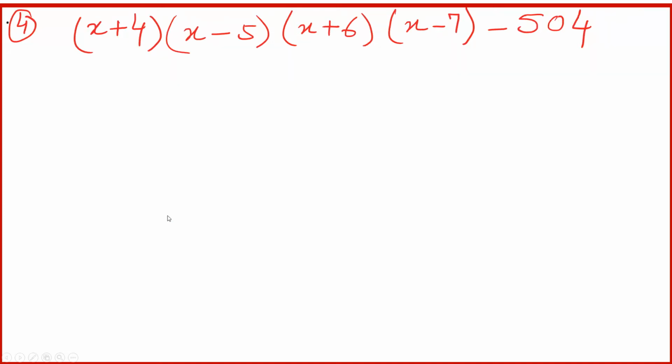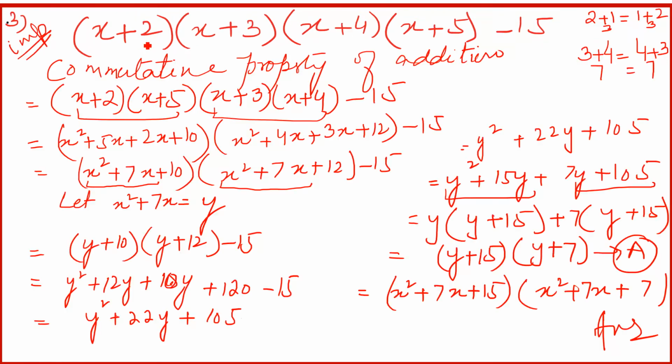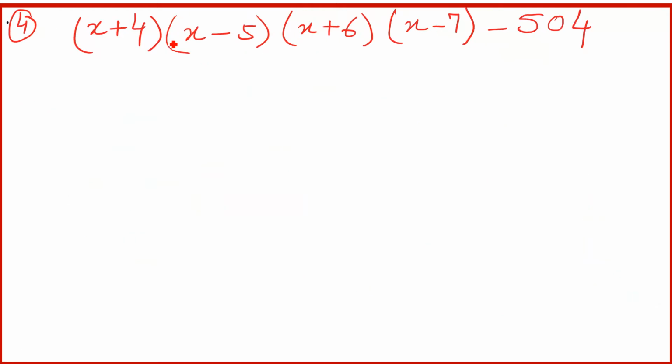Fourth question. Here is the same thing. x plus 4 multiplied by x minus 5 multiplied by x plus 6 multiplied by x minus 7, and then it is negative 504. In the last question, see, we had positive, positive, positive, positive. Here we have positive, negative, positive, negative. It means we have to use the commutative property of subtraction.